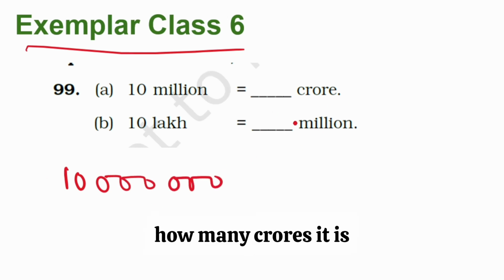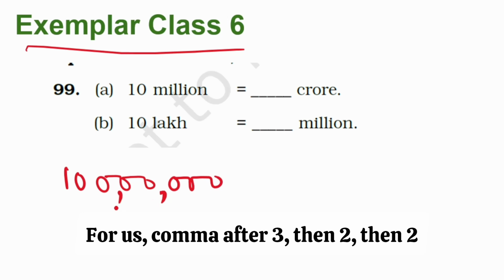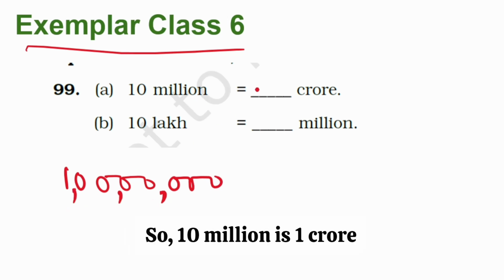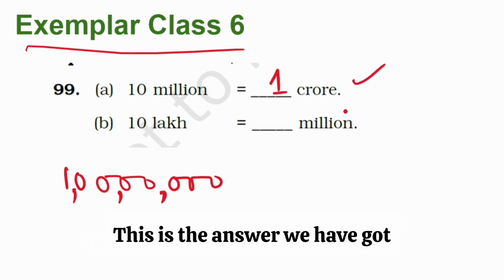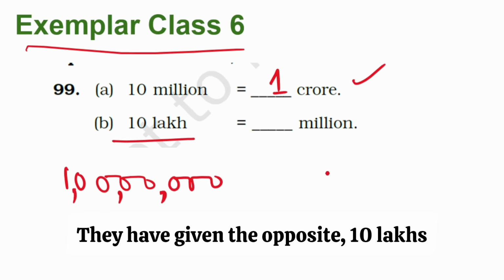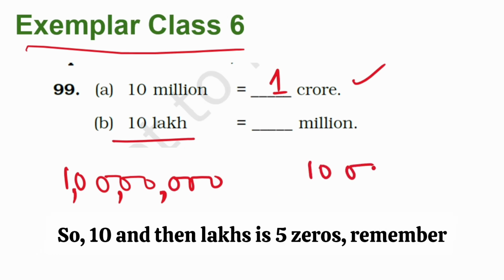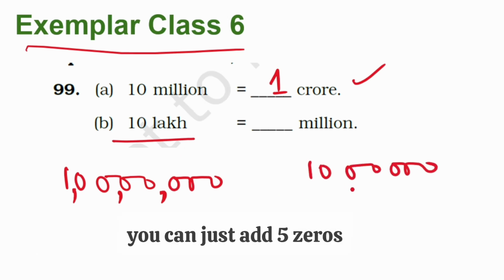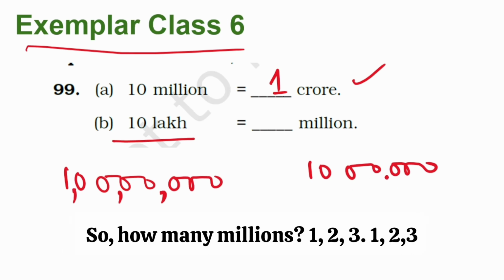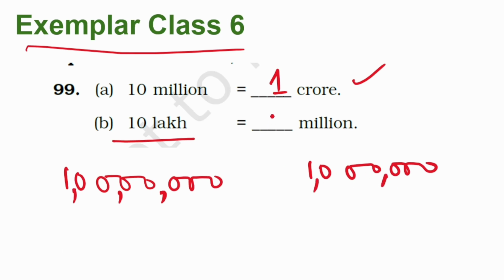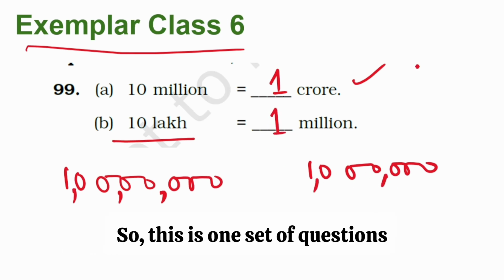And they want to know how many crores it is. For us, comma after 3, then 2, then 2. So 10 million is 1 crore. This is the answer we had got. They've given the opposite, 10 lakhs. So 10 and then lakhs is 5 zeros, remember. For writing lakhs, you can just add 5 zeros. So how many millions? 1, 2, 3, 1, 2, 3. So this is 1 million. So this is one set of questions.